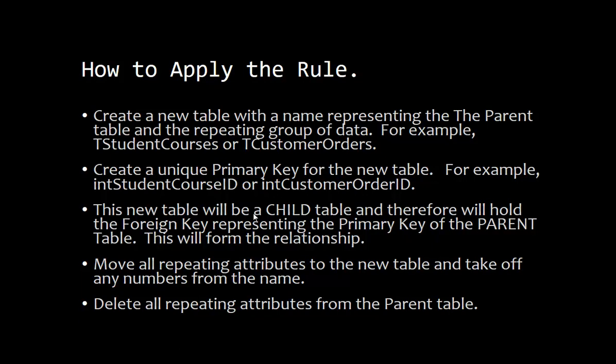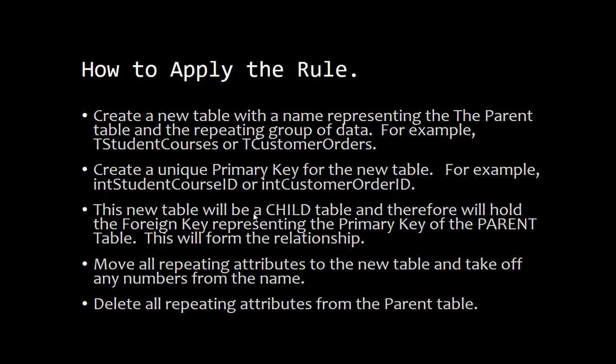So what we're going to do is create a new table with a name representing the parent table and the repeating group of data. So we're going to combine a couple words together. For example, for my student table, I'm going to create a new table. It's going to be called student, representing the parent table, and then courses. Does that make sense? All right.